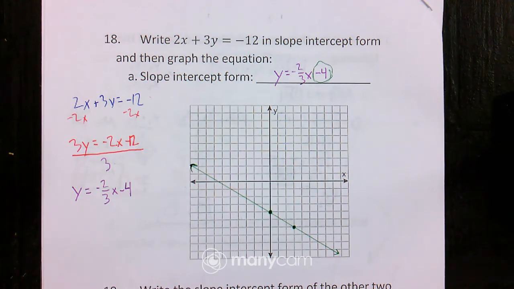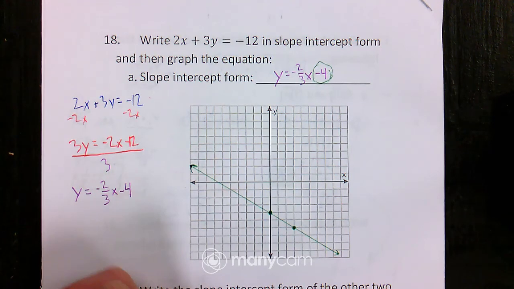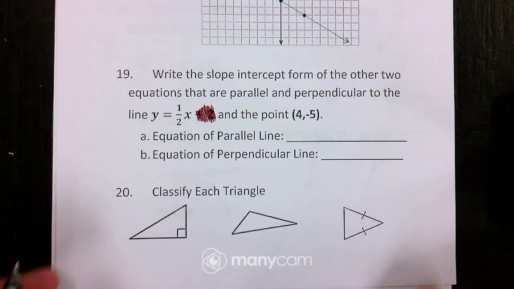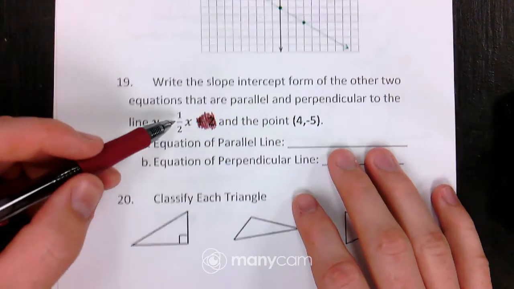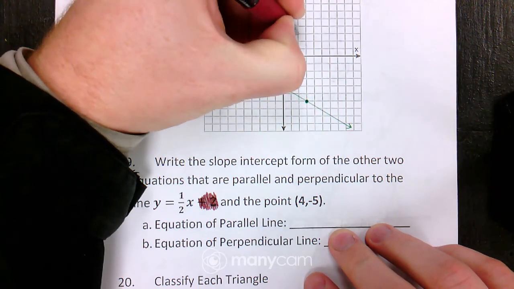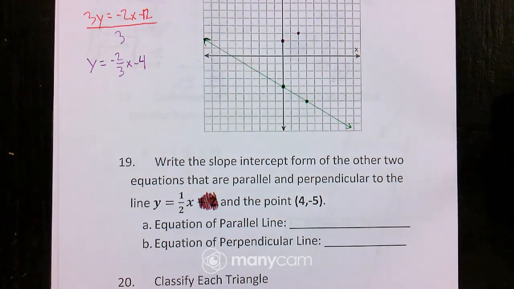Write the slope-intercept form of the equations that are parallel and perpendicular to the line y equals 1/2 x plus 2 and the point (4, negative 5). This is what a lot of people do, and I'm not going to say a trick, but you do not need that 2 right there. It is irrelevant. That is a line, and I'll show you what that line looks like. I'll draw it on this graph with this color. You start here at 2, and you go up 1 over 2, and you draw a line.